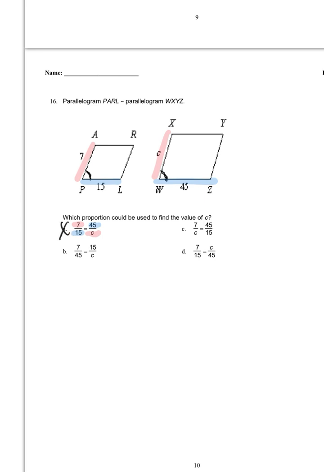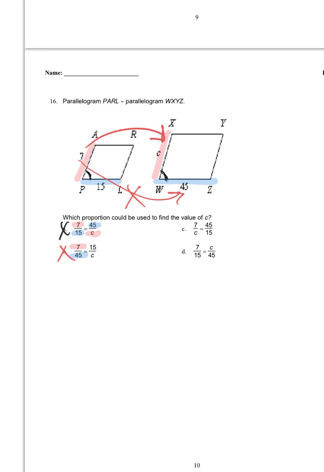I'm going to use my pen here, not my highlighter. B is 7 over 45. Oops, sorry, that's the pen, not the highlighter. I'm sorry, I'm getting used to this. 7 over 45. Even if you go from one shape to the next, you have to go to your corresponding sides. With B, it went from two sides that are not corresponding, so that's not going to work, which means that's not correct.